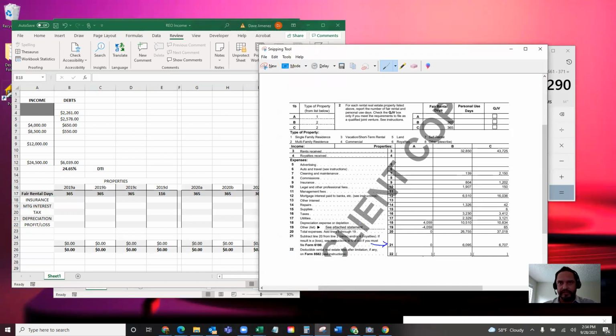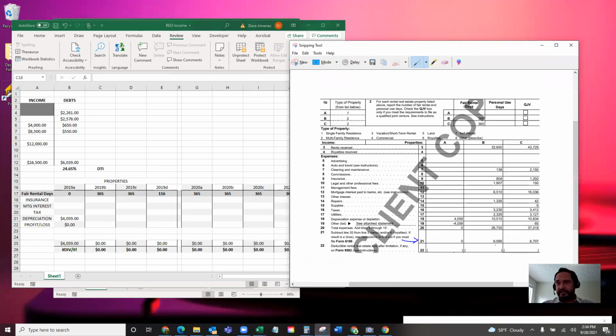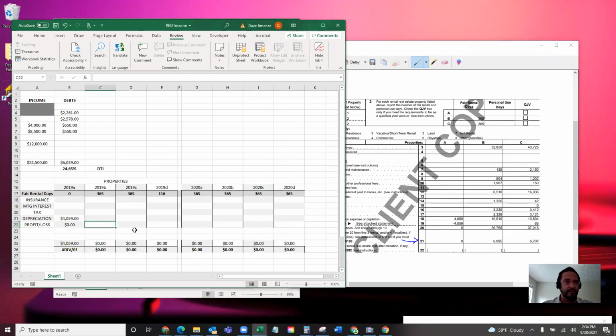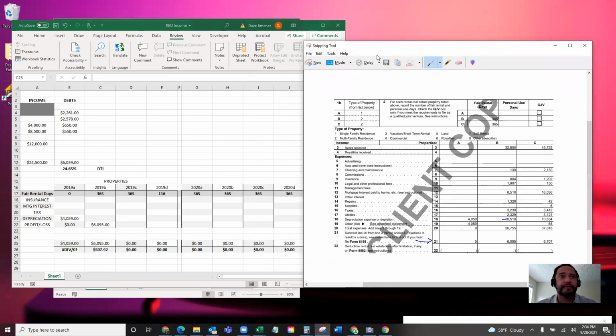There actually is depreciation here. So I guess I can put that in there. So we got zero profit and then 4,059 in depreciation on this one. So theoretically 338 per month. Actually on this one there were zero rental days, so that's going to zero that out. Let's see here. So the next line here is 6,095 in line 21. Depreciation on this, line 18 here, was 10,510. So I'll throw that in there.